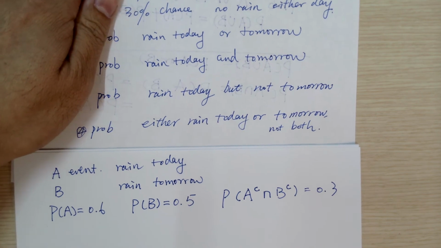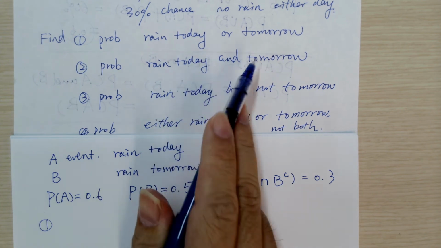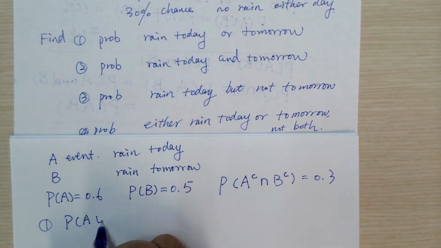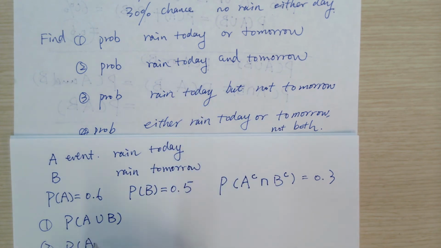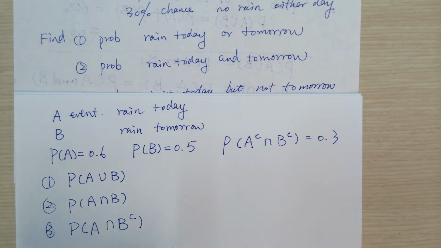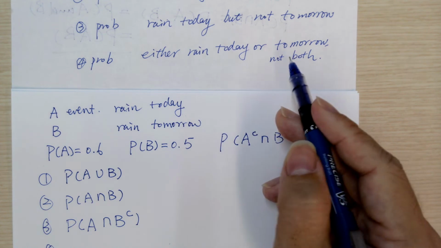So once we got this, we're starting to look at problem 1, it asks us rain today or tomorrow. So this is A union B, right? Number 2, it asks us rain today and tomorrow, right? Number 3, probability of rain today, okay, but not tomorrow, right? But not tomorrow. Number 4, it's the rain either today or tomorrow, but not both.